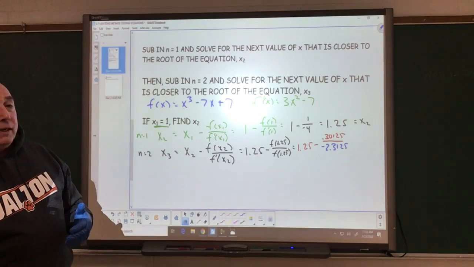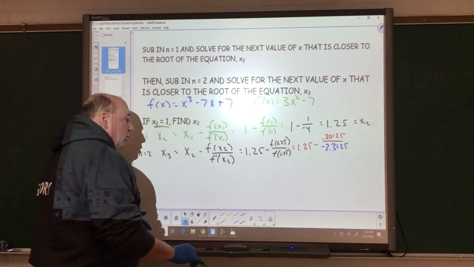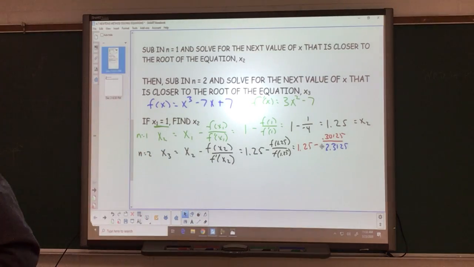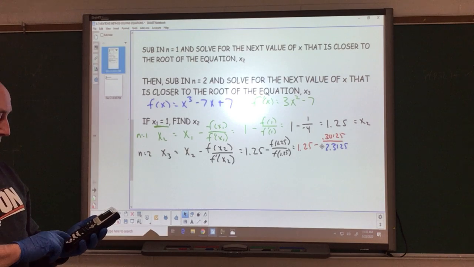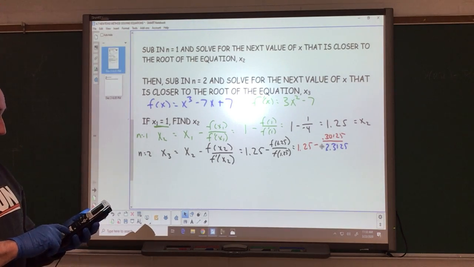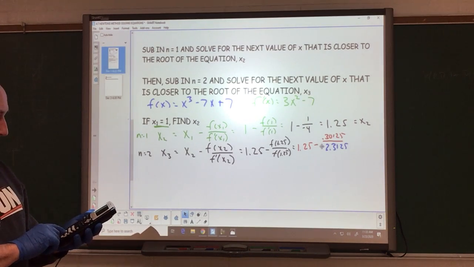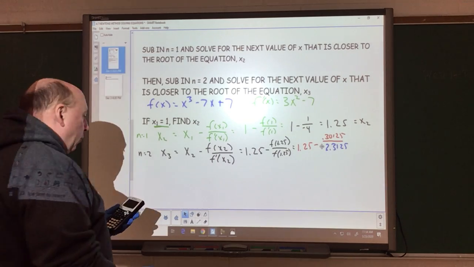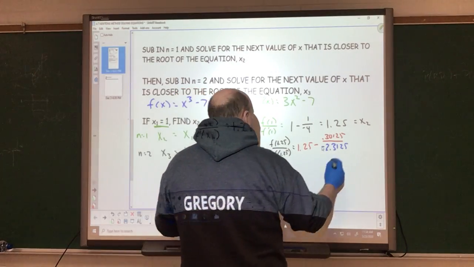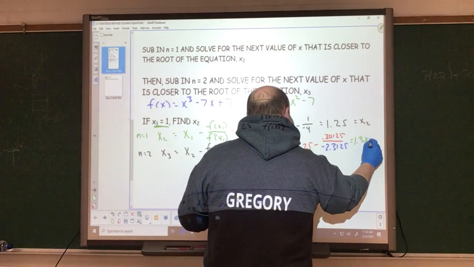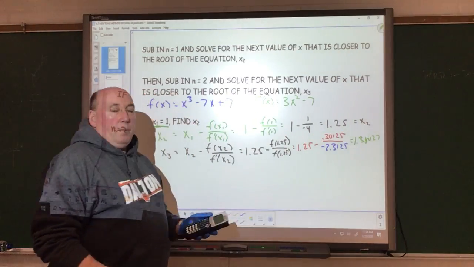Once again, this becomes a little bit cumbersome because of the numbers. So if I do this calculation, once again, watch your negatives. 1.25 minus 0.203125 divided by negative 2.3125. I get 1.38027 and a bunch of change.